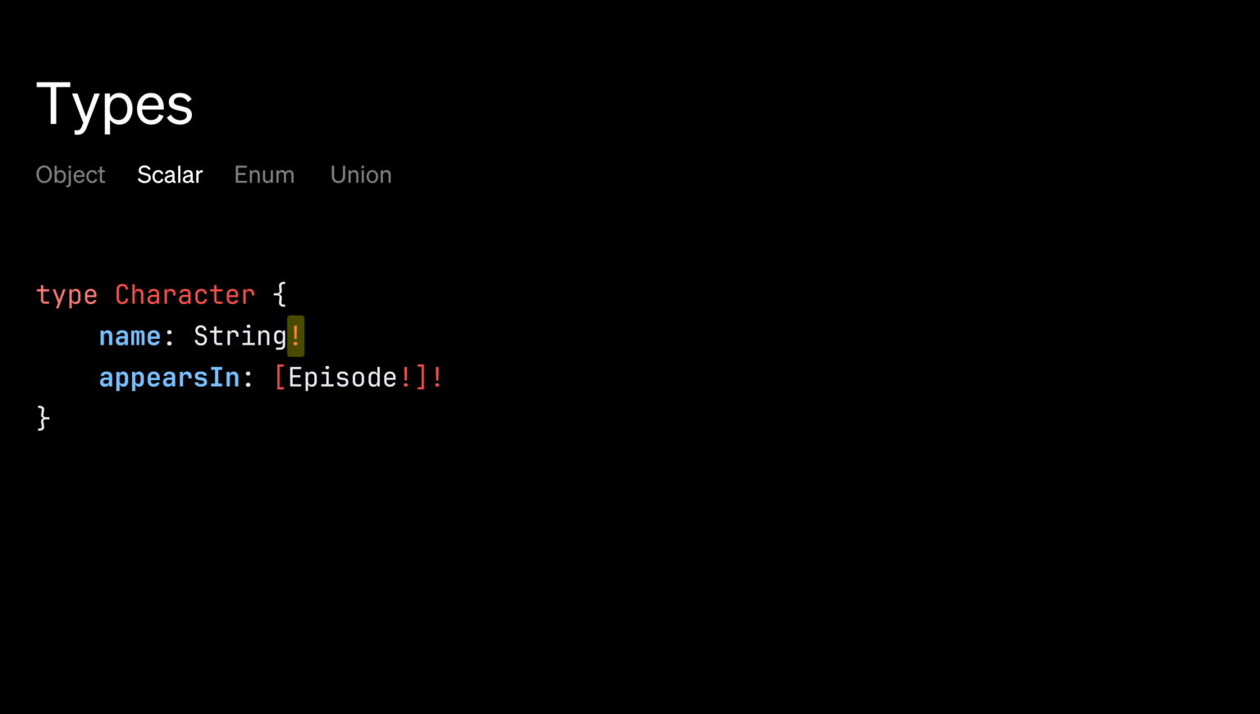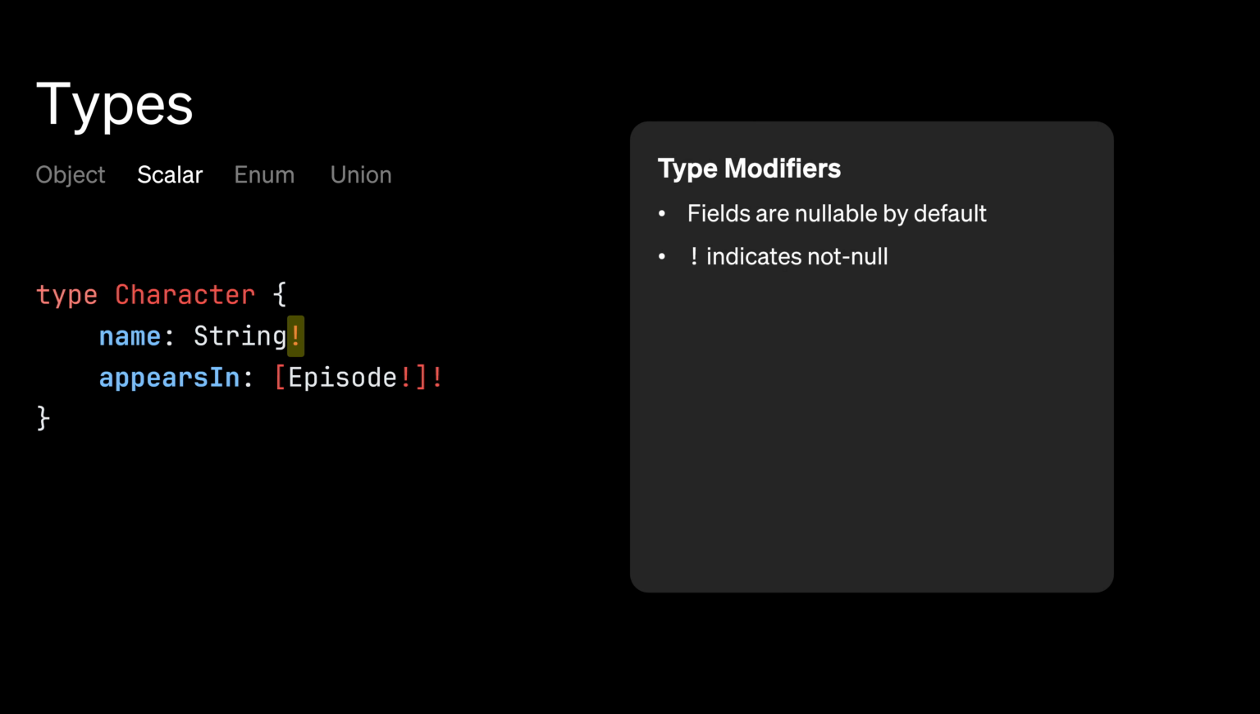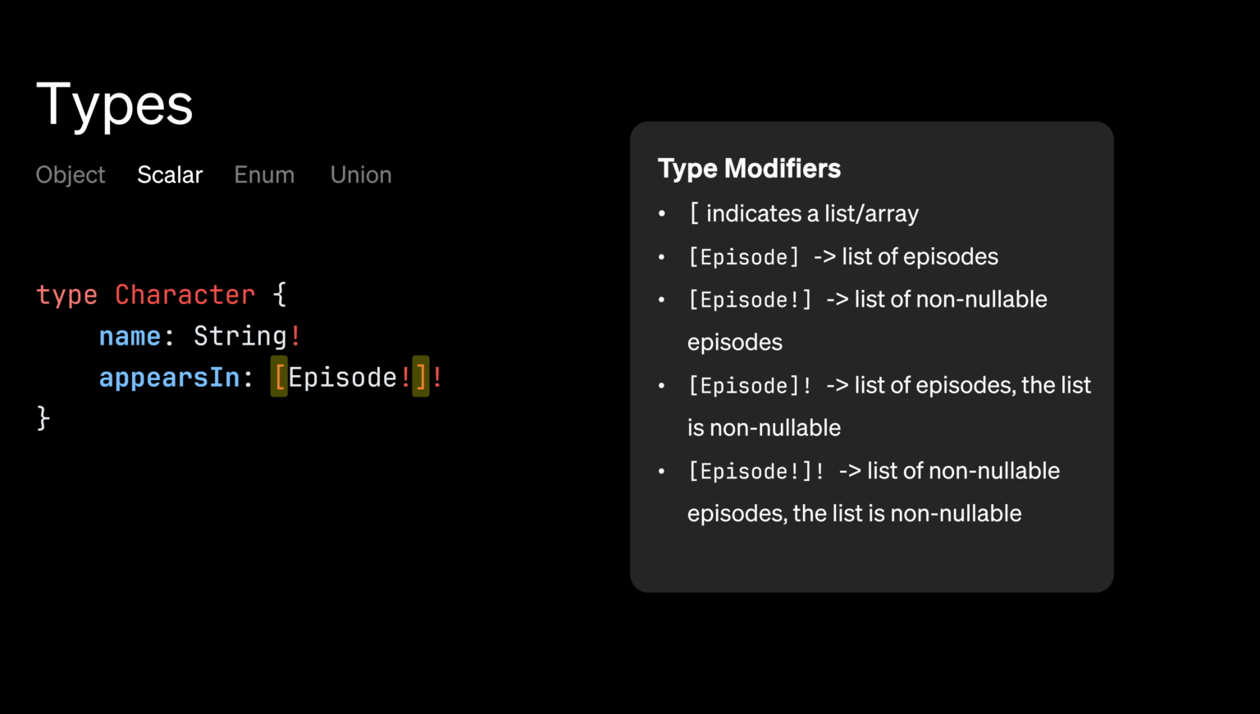Then you have this little guy here, this exclamation mark. That's called the type modifier. So fields in GraphQL, they are nullable by default, so they may come back as null. If you put on an exclamation mark, then you're indicating it can't be null, and it's guaranteed to be there if you query it. Then you have these guys, the square brackets.